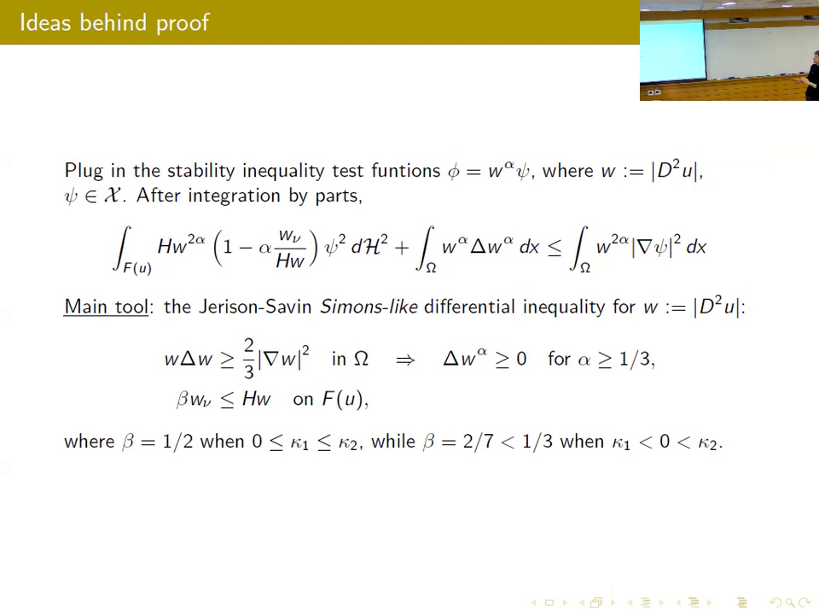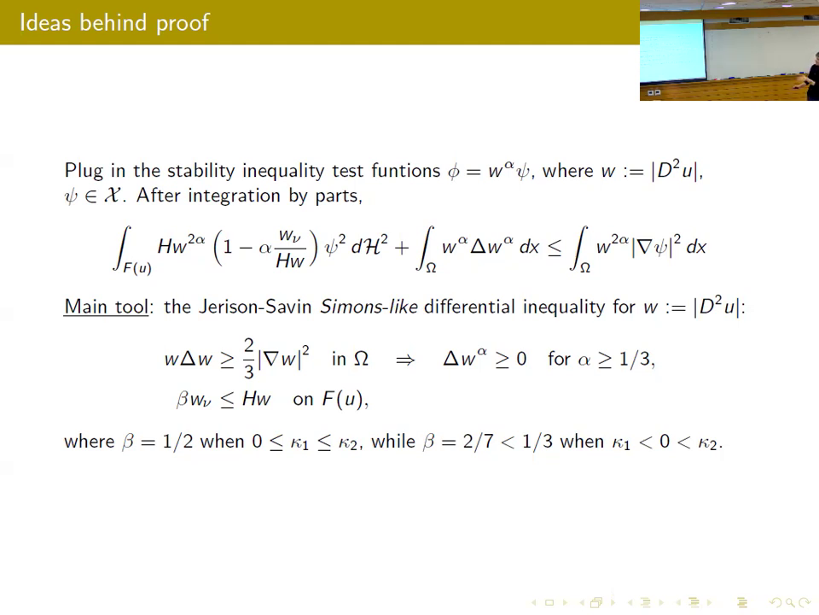What you can infer from that paper is that the Hessian satisfies a subsolution property, which in this case has two parts: a bulk part and a boundary part. The bulk part tells you that alpha powers of W are going to be subharmonic when alpha is at least a third.